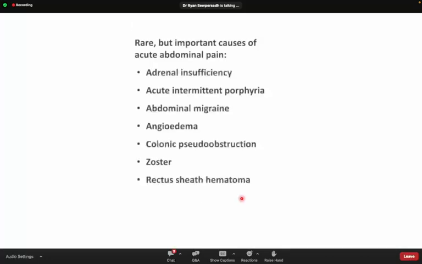Now, some relatively rare but nevertheless important causes of acute abdominal pain are adrenal insufficiency, acute intermittent porphyria, and abdominal migraine. Yes, abdominal migraine. Angioedema, which sometimes surprises people, since we are more familiar with angioedema in the context of swelling of the mucosa of the face and throat. But the very same pathobiology can occur in the gut. Colonic pseudo-obstruction, which some people call Ogilvie syndrome. Herpes zoster, in which the pain can occasionally precede the onset of a unilateral vesicular rash by a few days, and rectus sheath hematoma.